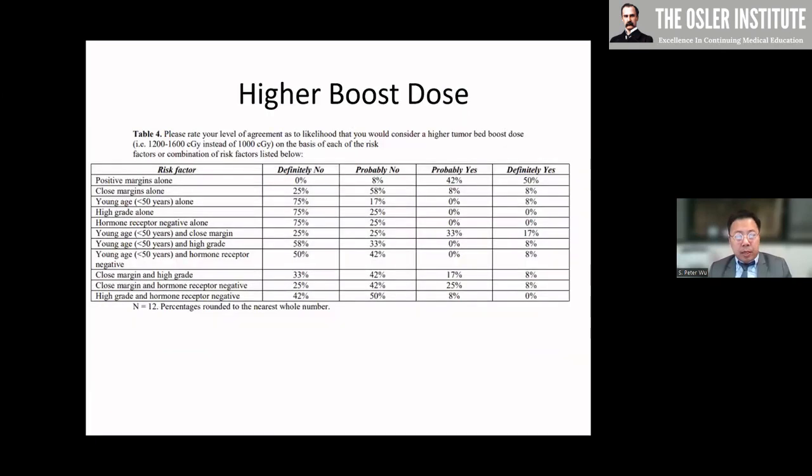What about a higher boost dose? Please rate your agreement whether you would consider 10 gray versus 16 gray for these patients. 16 gray is done now usually for patients with positive margins. Definitely, yes, 50% of the people. Or maybe with close margins. It's rarely done otherwise. 10 gray is the more standard dose. So just be aware of that.